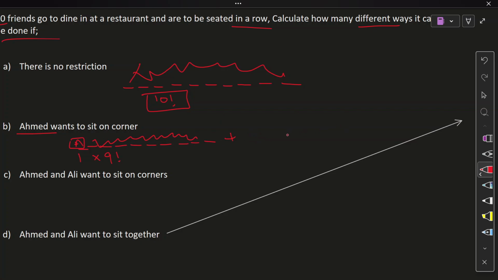Now that's the left corner. The same thing can happen for the right corner. 1, 2, 3, 4, 5, 6, 7, 8, 9. And then Ahmed is just going to chill over here. And that's again 9 factorial. So the final answer can be 9 factorial into 2. Easy, right? That's just basic maths. Multiplication is the shortcut of addition.